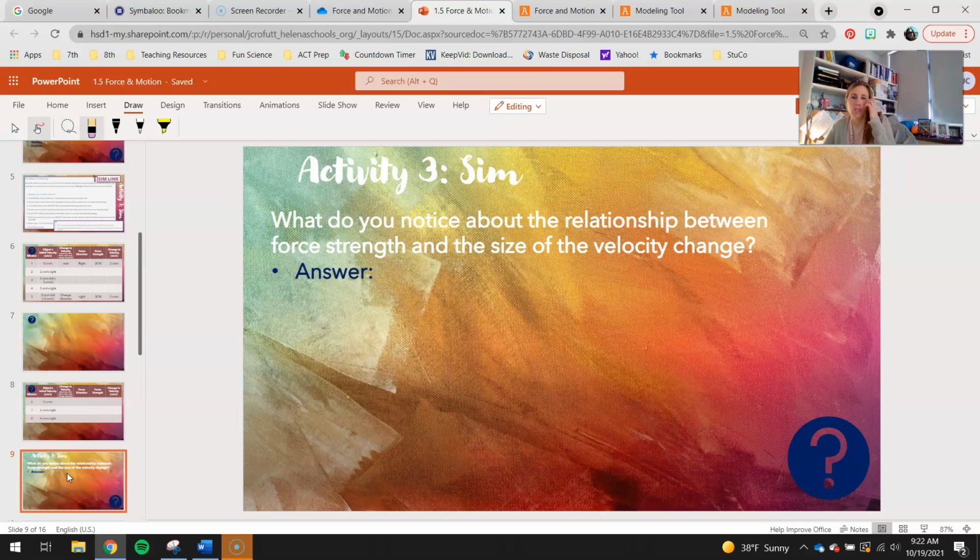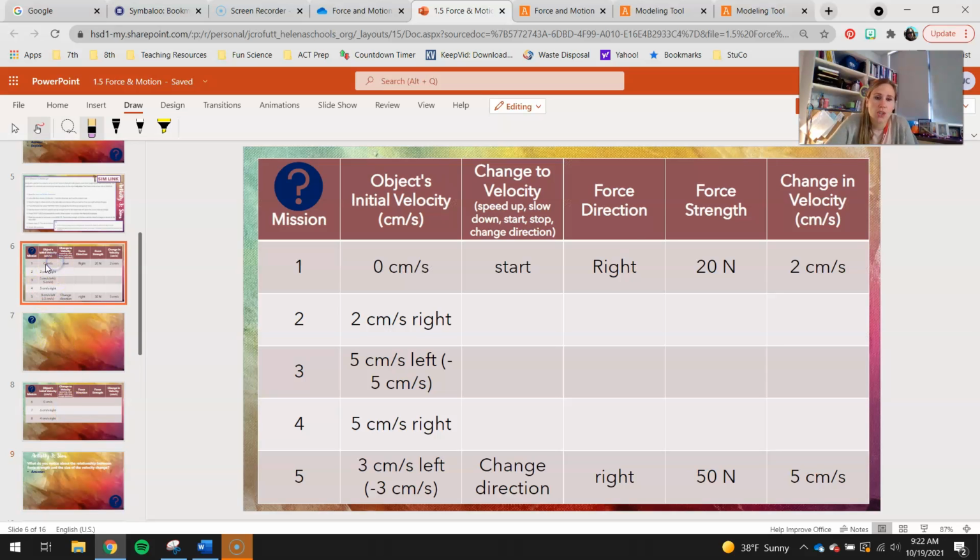What do you notice about the relationship between force strength and the size of the velocity change? So you guys will look at force strength here and your velocity change. Notice we have one that's 20 and one that's 50, one that shows a 2 centimeter per second change in velocity and one that shows a 5 centimeter per second change in velocity.